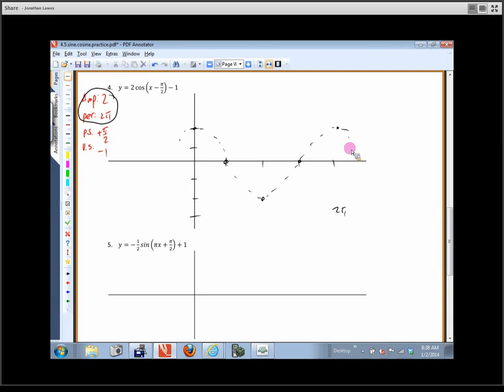Okay? And then I need to take this and I need to move it forward pi halves and then down 1. So if I go forward pi halves and down 1, well, the nice thing about this is that tick mark right there is pi halves. That's another pi halves, and that's another pi halves. So these tick marks, they actually line up with how far I need to move it. So I need to move this one forward 1 unit and then down 1. So it's going to be right here.